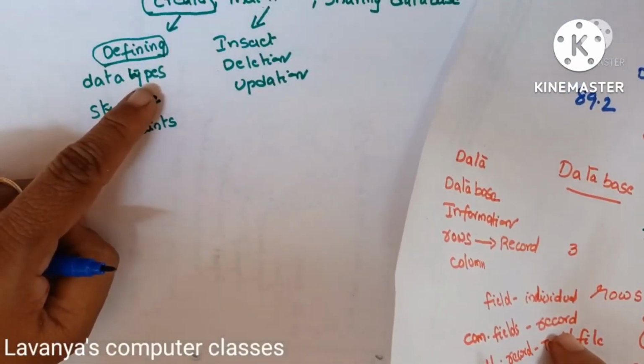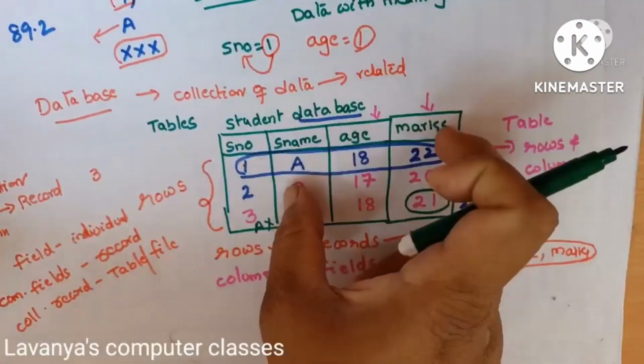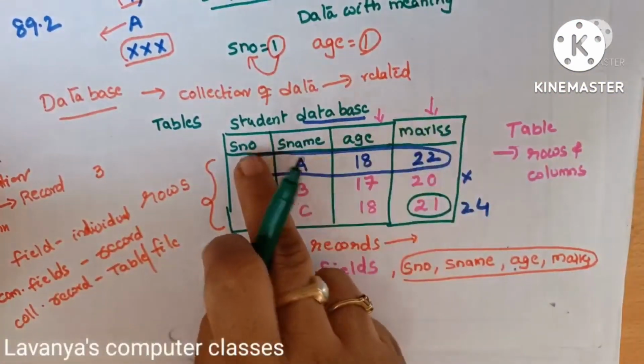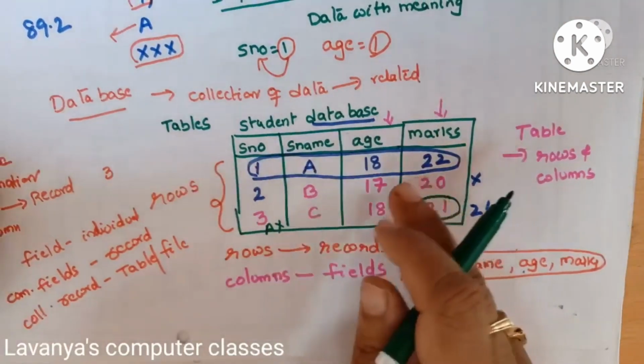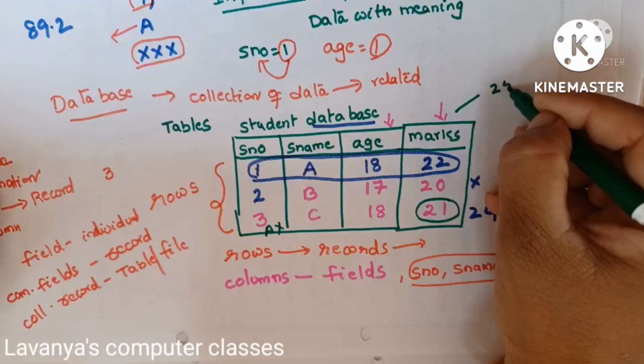What types of data do we require? Structure of the database: how many fields do we require? What are their data types? Any constraints? For example, student age, marks. This is marks, and I already said these are marks out of 25.